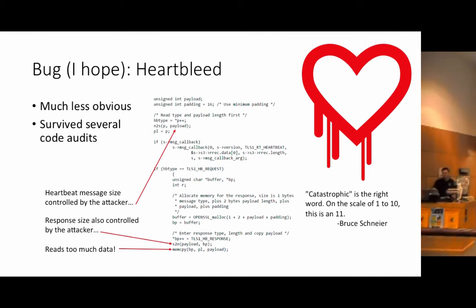So this one, much less obvious, right? Even when you're staring right at the code, it's hard to understand. Survived several code audits of professional cryptographers, right? And this lived for almost 2 years. The bug's actually a little bit older. It's like 2.5 years, but in production use, it was actually out there live for about 2 years.